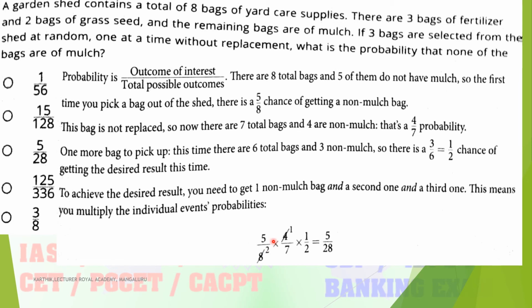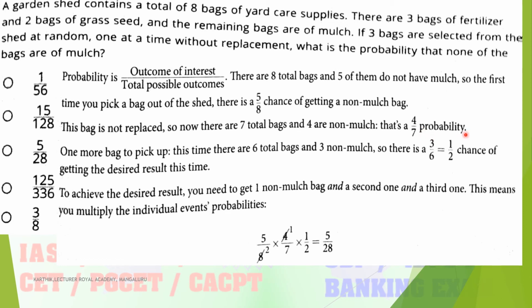Next, after removing one bag, what is remaining? Remaining is 4. Total remaining is how much? 7 bags. Out of 7 bags, 4 are non-mulch. This bag is not replaced. Okay, this bag is not replaced. Once the removed bag is not replaced, now 7 bags are available, and in that 4 are non-mulch. Why? Because one non-mulch bag is already removed. So remaining is 7 bags, so that is 4 by 7 probability.